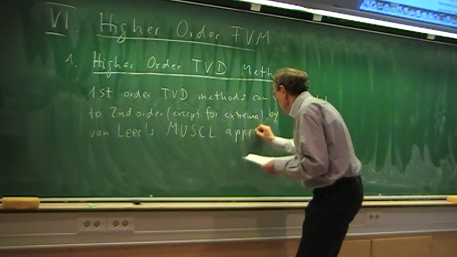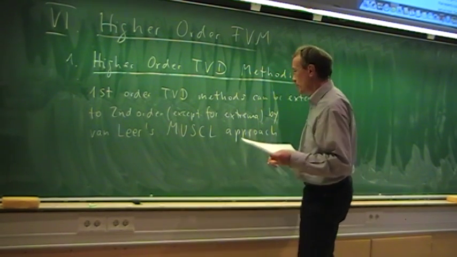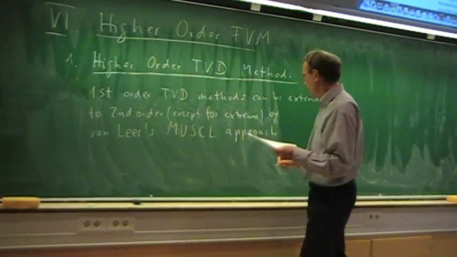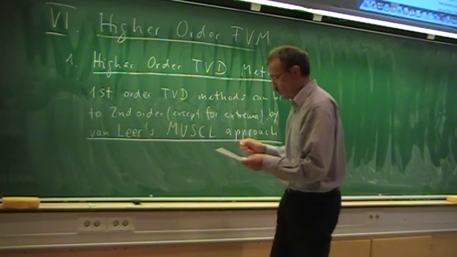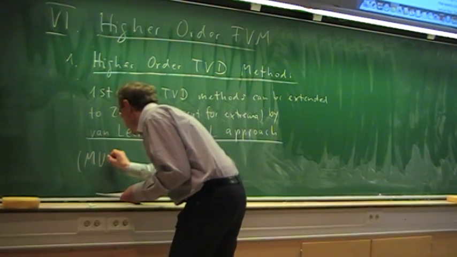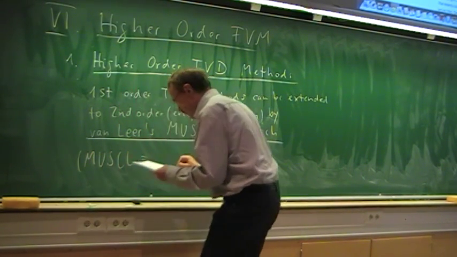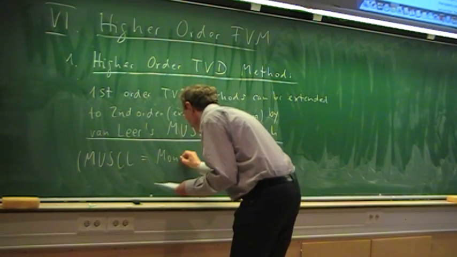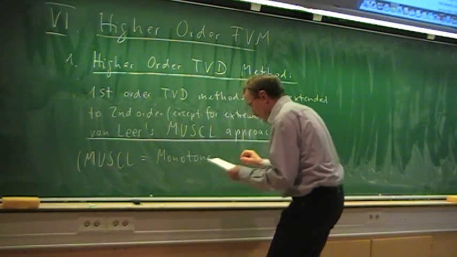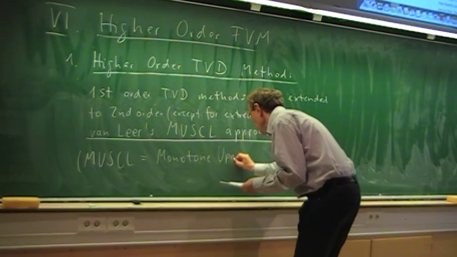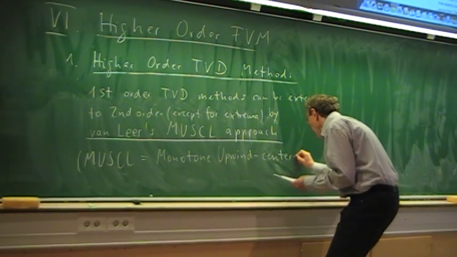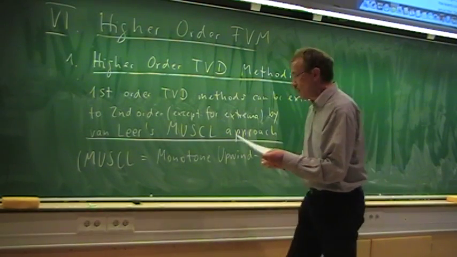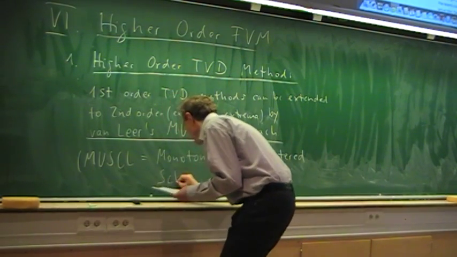So when you invent a new method, you also have to get a good name for that. And Bram van Leer chose MUSCL to mean monotone upwind centered schemes for conservation laws.